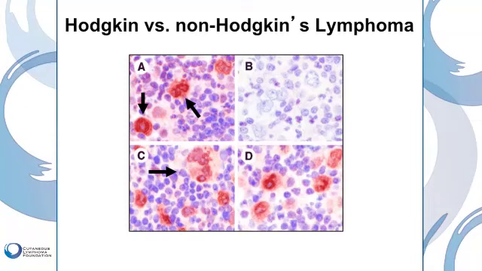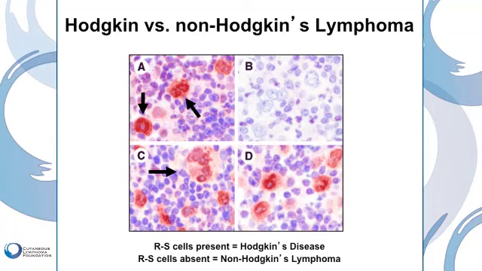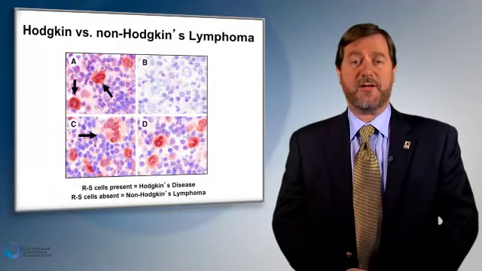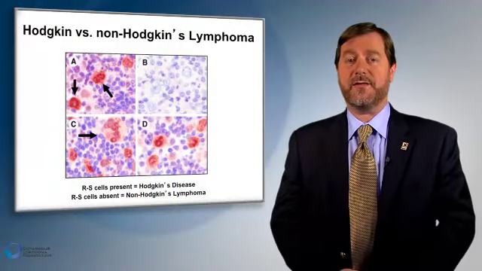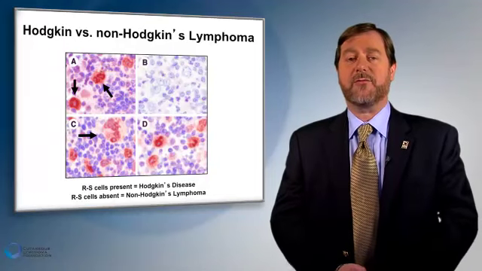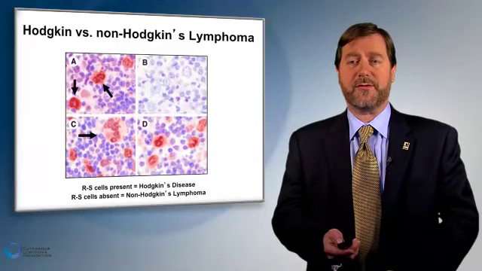Any lymphoma that has those cells would be called Hodgkin's lymphoma, and any lymphoma that doesn't have those cells would be called non-Hodgkin's lymphoma. So this made for the first time the distinction between Hodgkin's lymphoma on one hand and non-Hodgkin's lymphoma on the other hand. At the same time, this illustrates the fact that non-Hodgkin lymphoma is really not a specific diagnosis, and essentially the Hodgkin cells really represent the first biomarker for lymphoma.